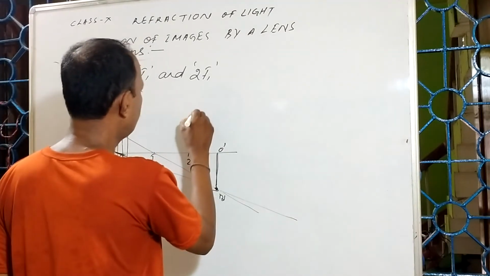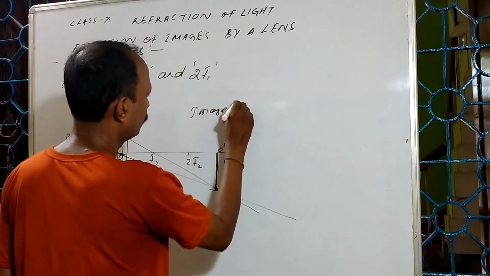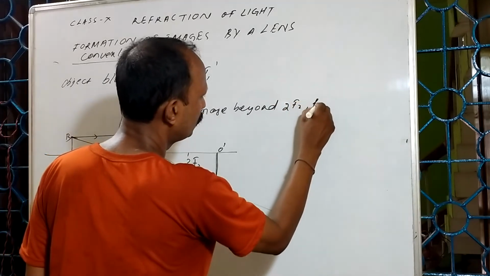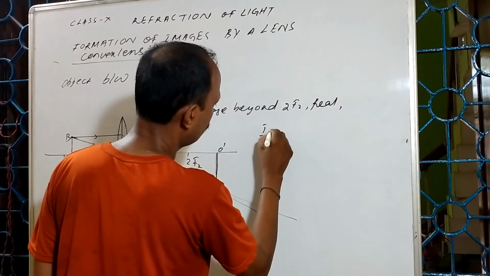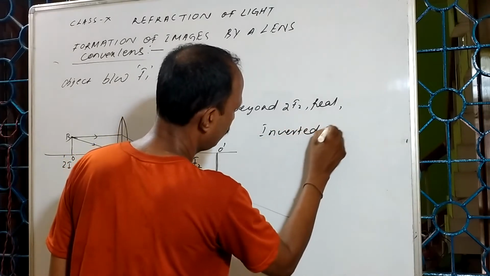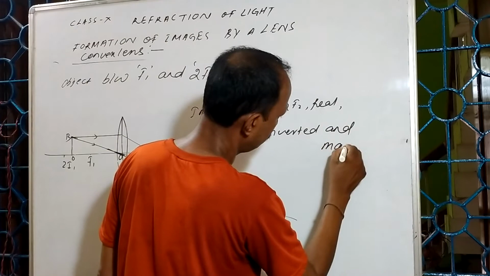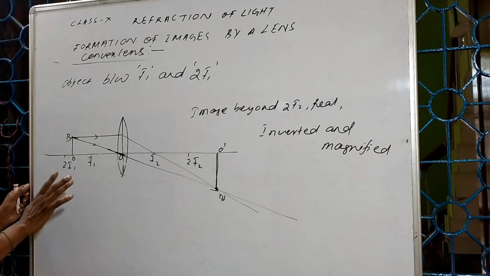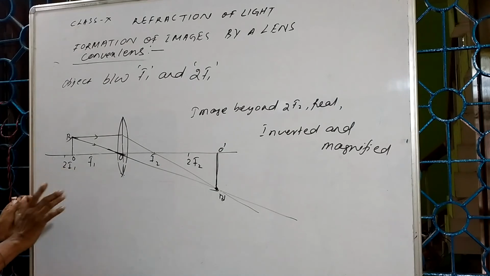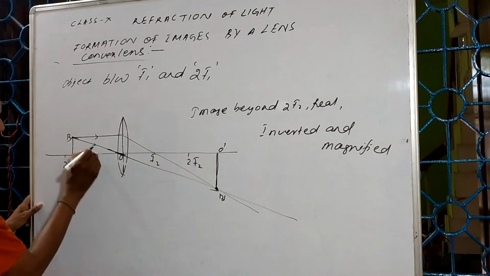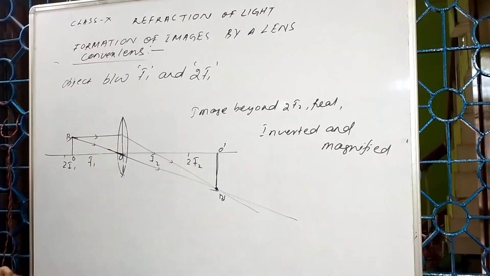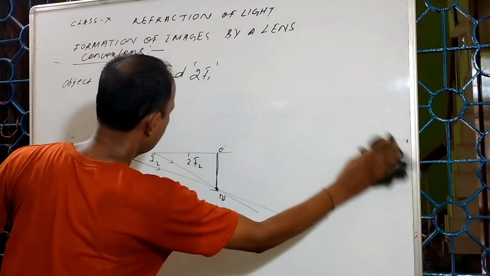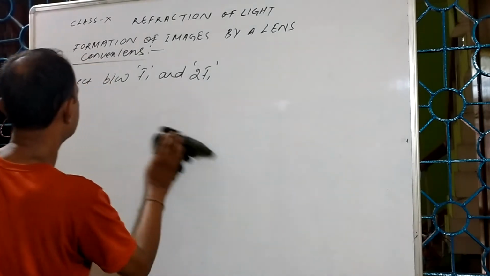So here, where is the image formed? Image beyond 2F2, real, inverted and magnified. Real, inverted and magnified. See this one. This is incident, refracted, this is incident, this is refracted. Let us see the next position of the object in a convex lens.